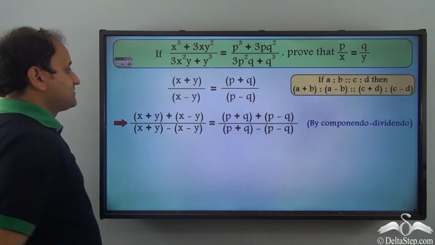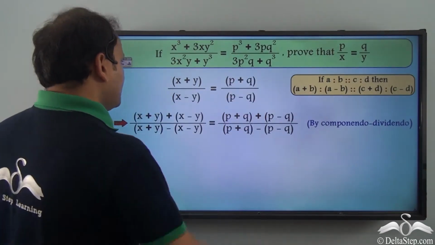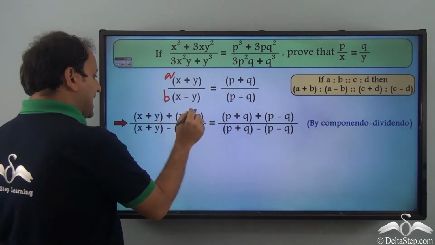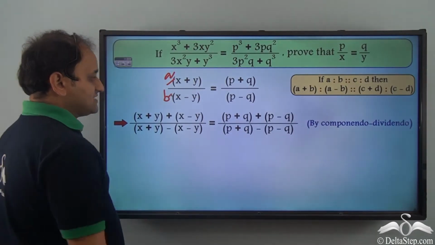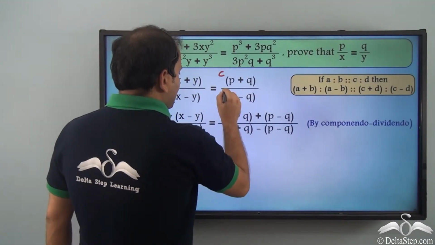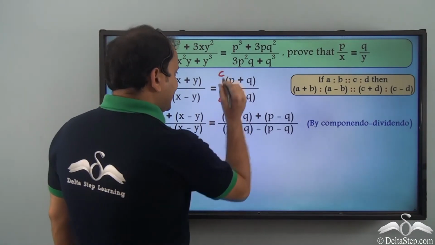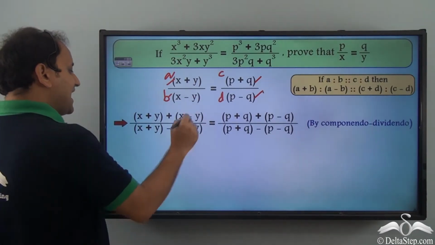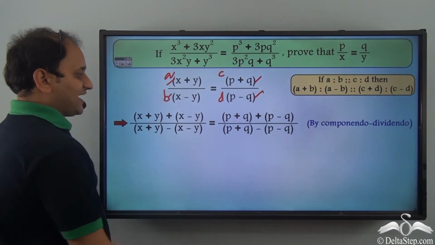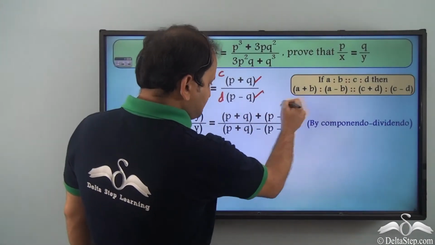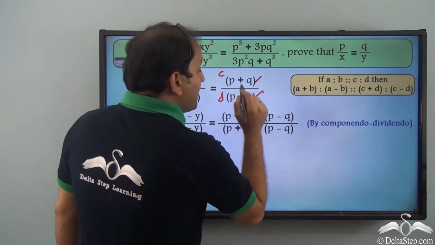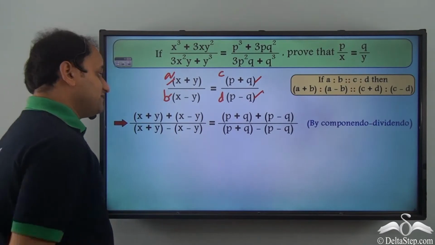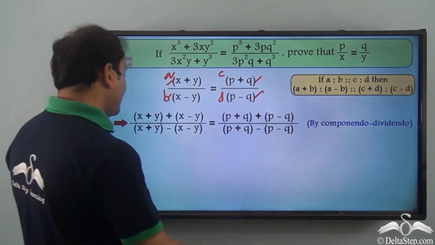So what do we get? We apply componendo dividendo. So we have (a plus b) by (a minus b) is equal to (c plus d) by (c minus d). So (x plus y plus x minus y) by (x plus y minus x minus y) is equal to (p plus q plus p minus q) by (p plus q minus p minus q). This is what we get from componendo dividendo. Now if we further simplify, what do we get?